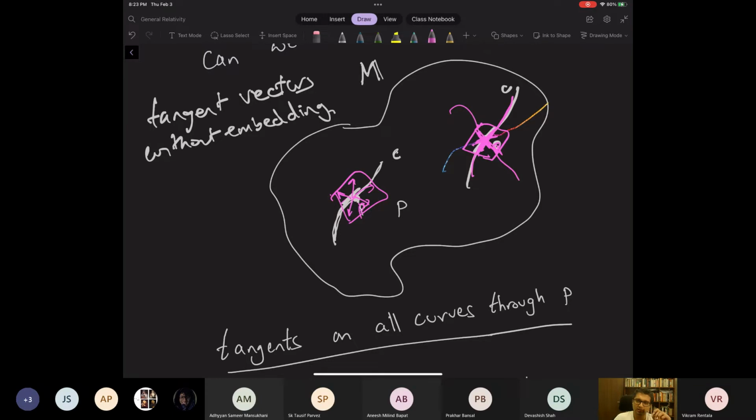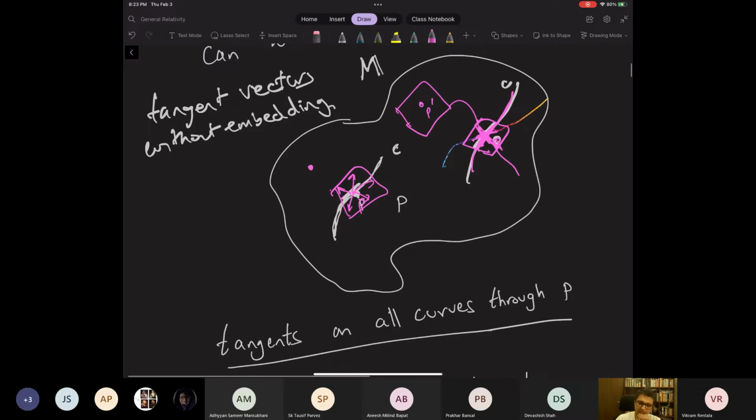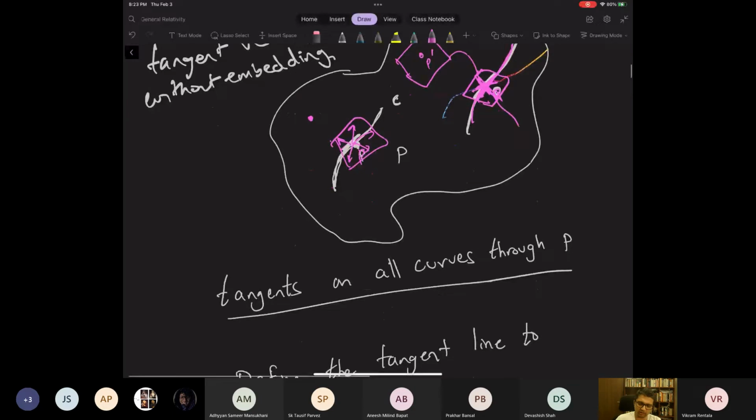Okay. The other important point that will be here is that each point P has its own tangent vector space. So this P prime has its own tangent vector space, this point P has its own tangent vector space, and so on. Okay, so let's see how to formalize this definition.